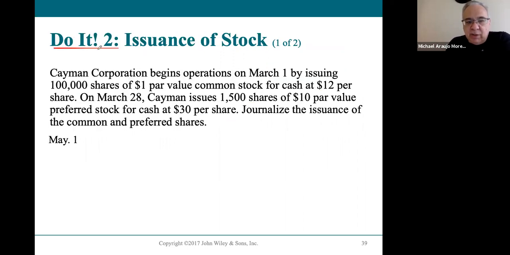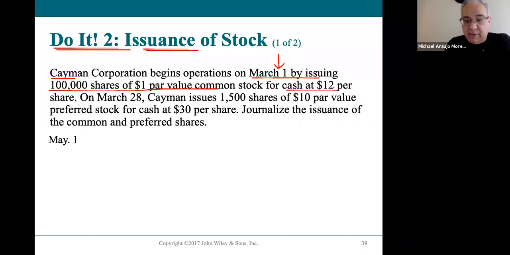So we're going to start with simply looking at and reviewing the accounting for issuing stock. Okay. So again, that issuance means they sold shares of stock in exchange for cash. Here we have Cayman Corporation. They began operating on March the 1st by selling 100,000 shares, a lot of shares, of $1 par value common stock for $12 in cash per share. So they raised a lot of money on March the 1st.